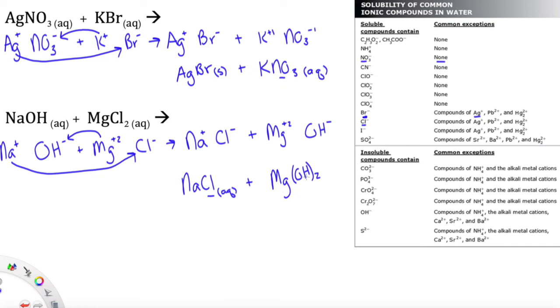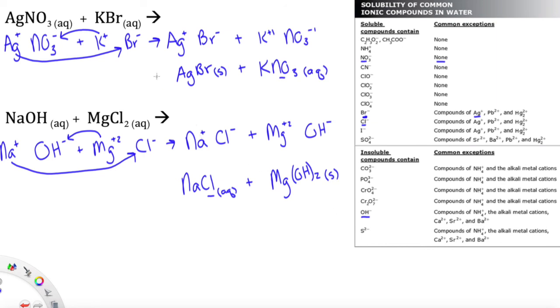And then magnesium hydroxide. So let's see, we're looking for hydroxide because that is the negatively charged portion of that compound. Here's hydroxide right here. And we need to look and see if magnesium is actually an exception. So yeah, it's not ammonium, it's not an alkali metal, it's an alkaline earth metal. It's not calcium, strontium, or barium, so there's no exception. This compound doesn't meet any exceptions, which means it is insoluble. And so this is going to form a solid that precipitates out of that solution.